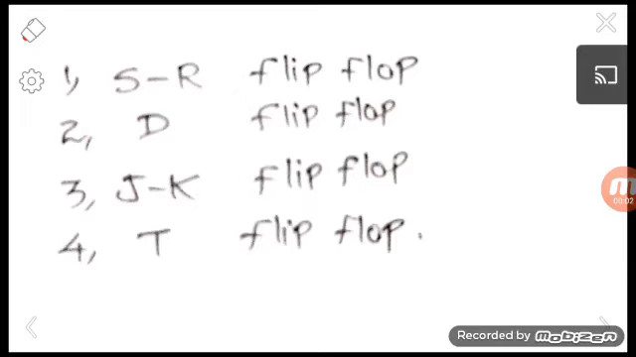Hi all. In this video lecture, we will discuss different types of flip-flops normally used in our digital circuits. Normally all the flip-flops are available as ICs. Actually, in these ICs we use a number of gates for developing the flip-flops. Basically, there are 4 types of flip-flops: SR flip-flop, D flip-flop, JK flip-flop and T flip-flop.